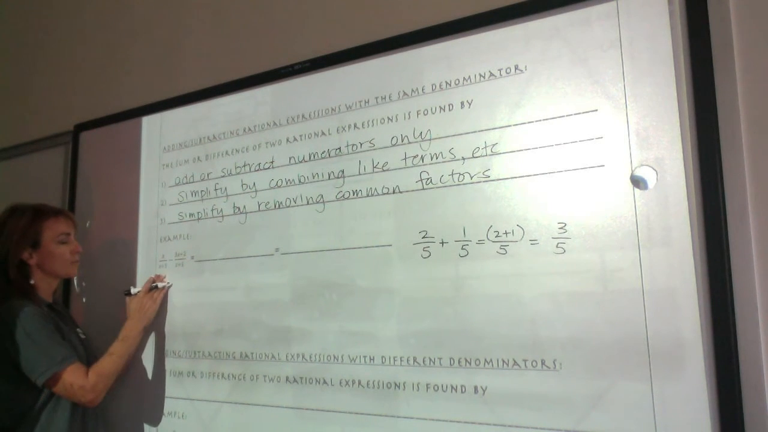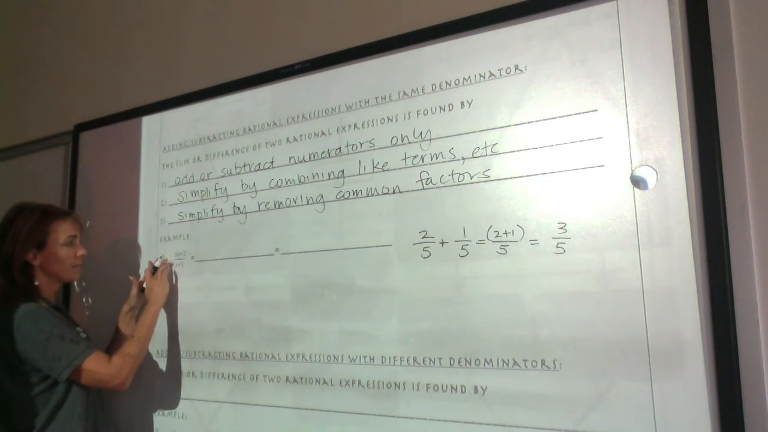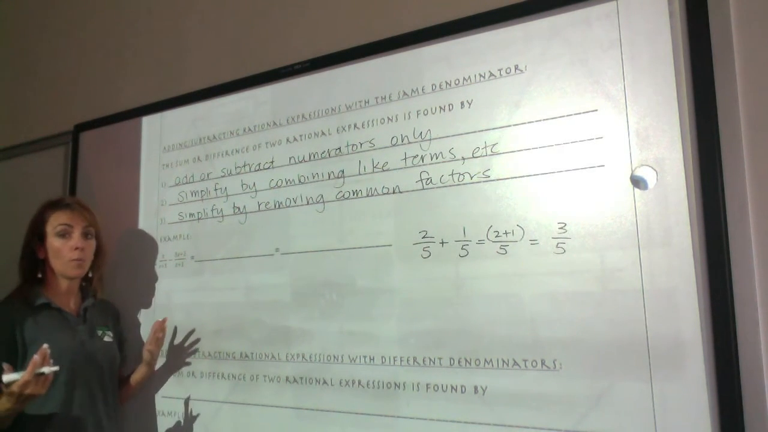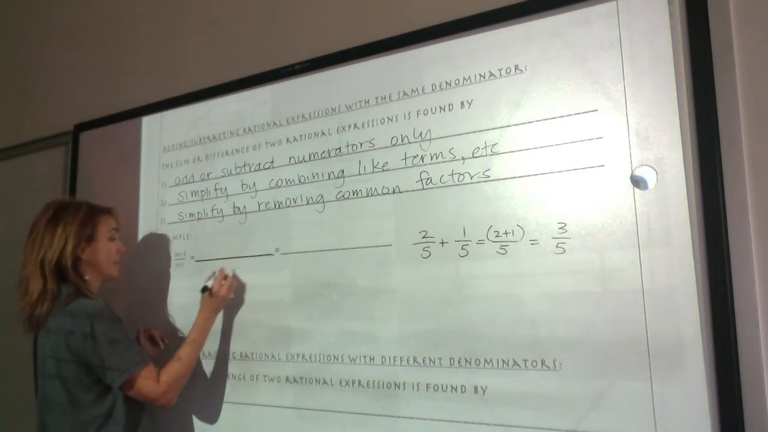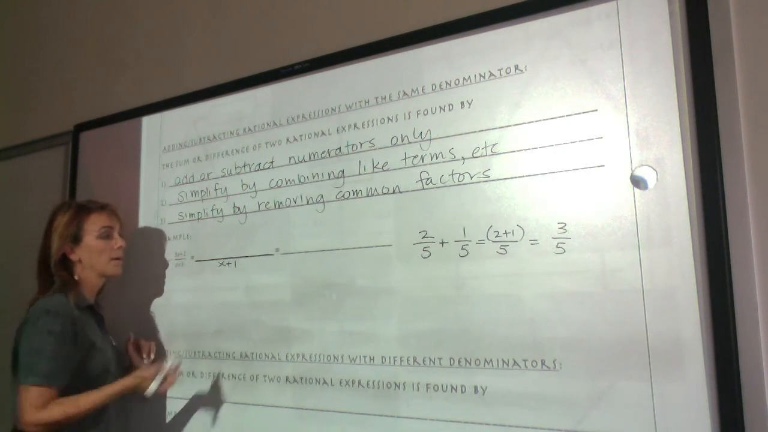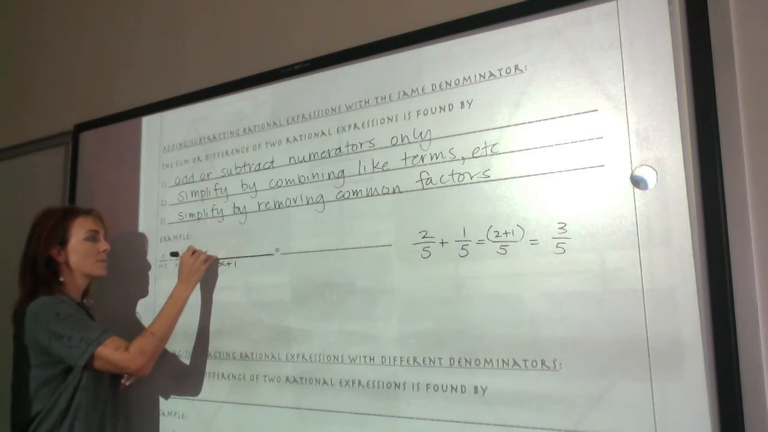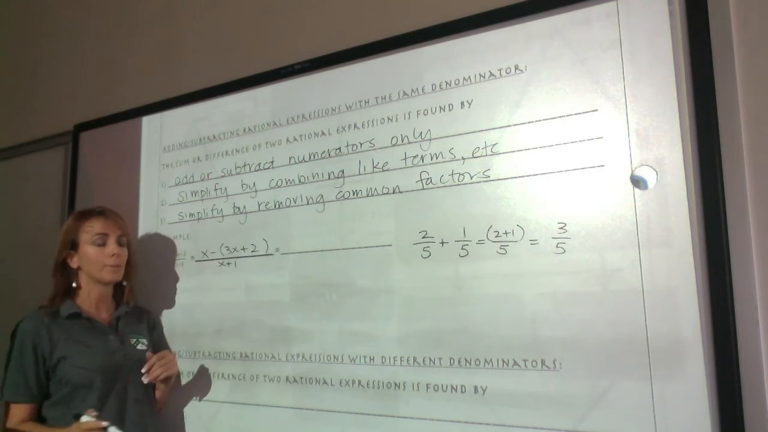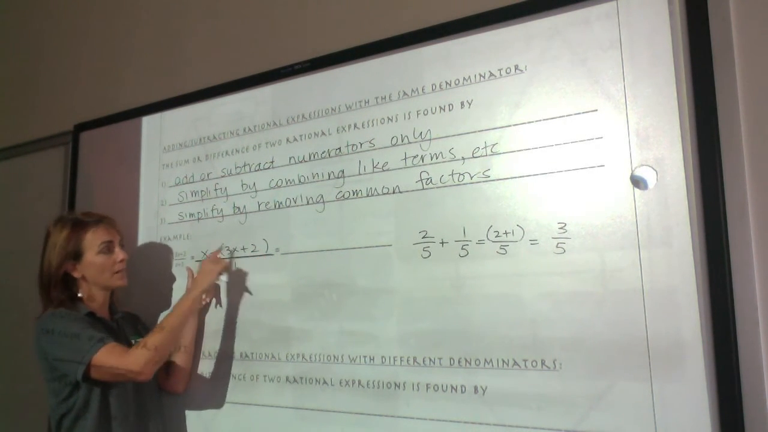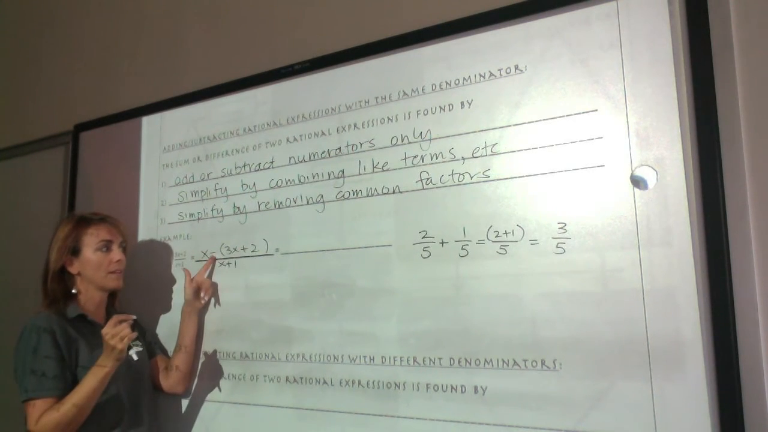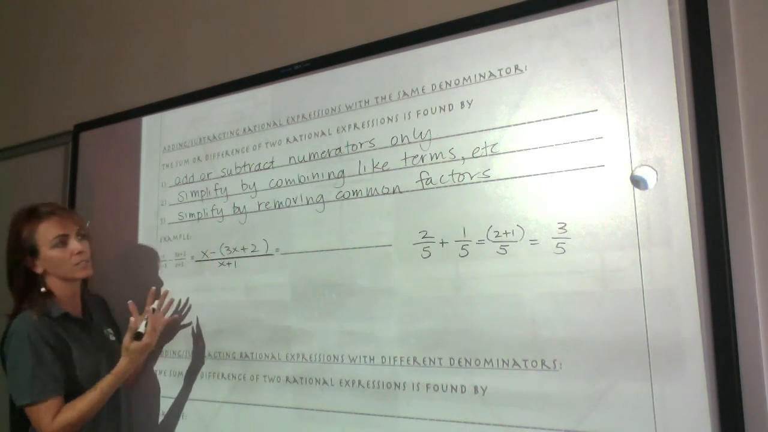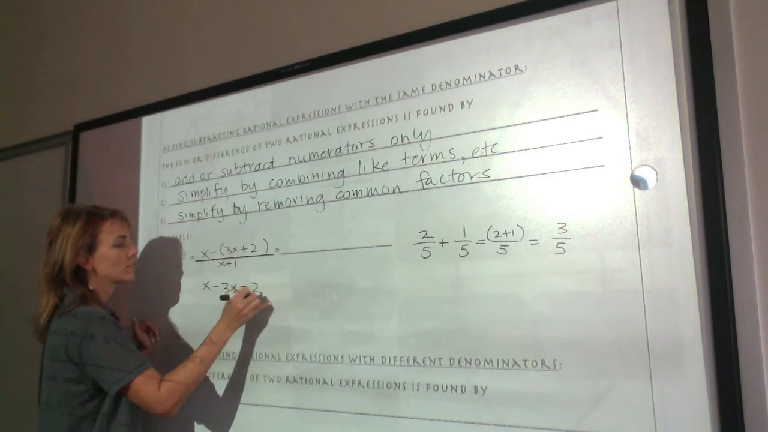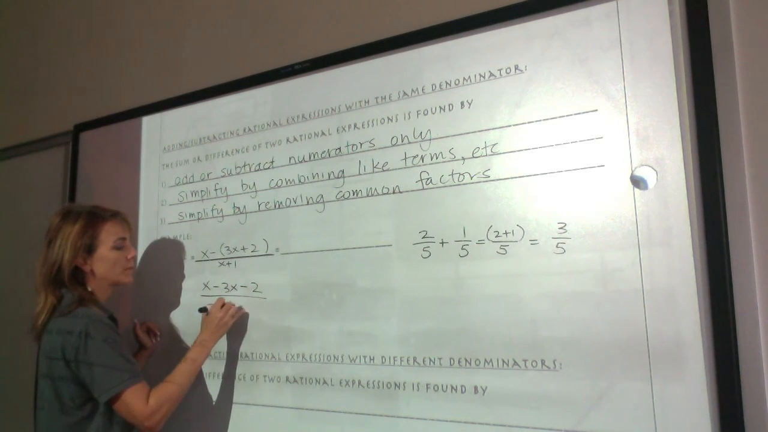In this case, I'm subtracting x minus (3x plus 2), and it's both over x plus 1. So we know right away we're going to leave that x plus 1 right there. Now I'm taking x and I'm subtracting this whole thing, this 3x plus 2. And it's really important that you keep those parentheses there because that negative must distribute to both of these things. Okay, so what does that turn into? That turns into x minus 3x minus 2 all over x plus 1.